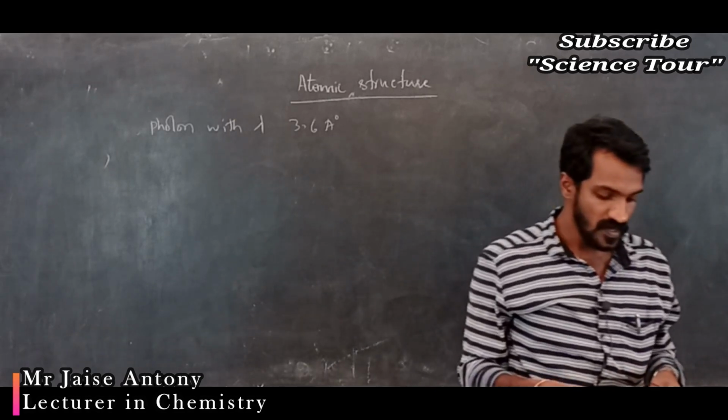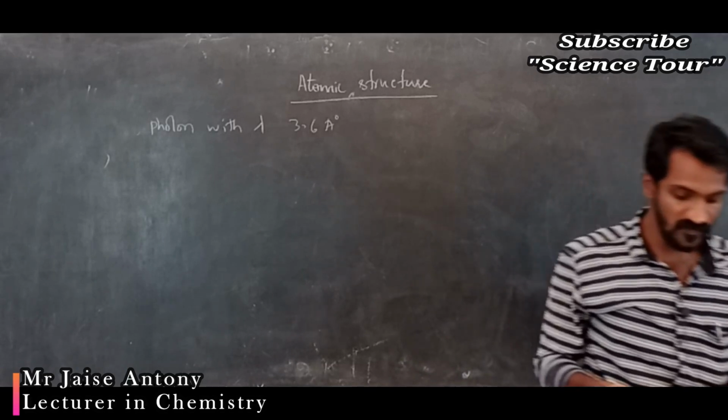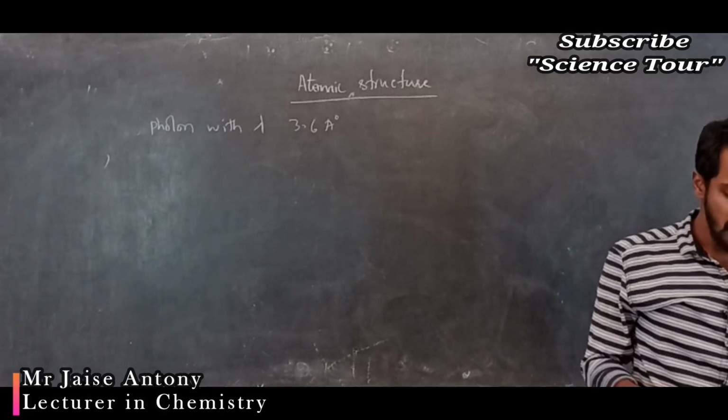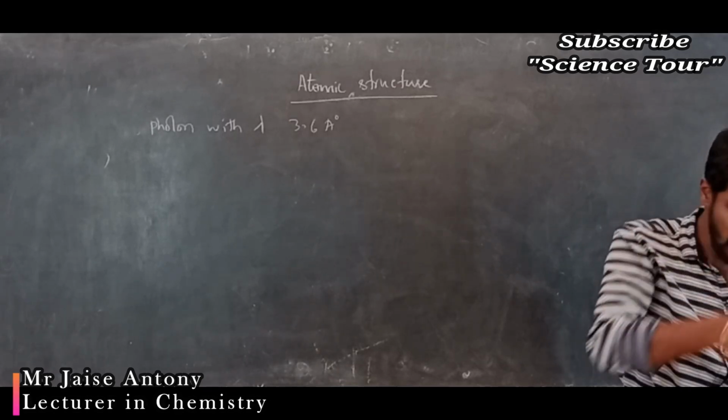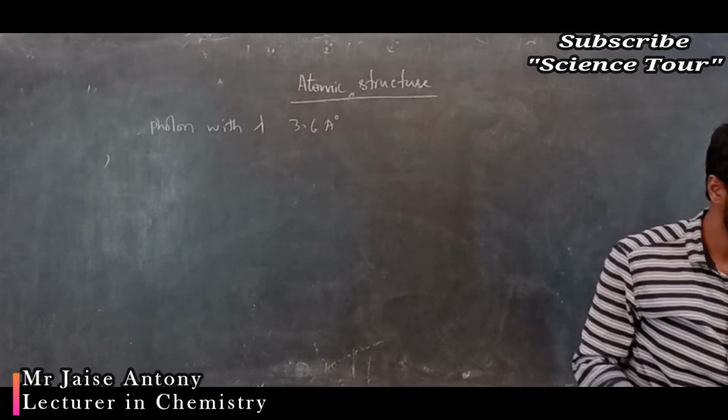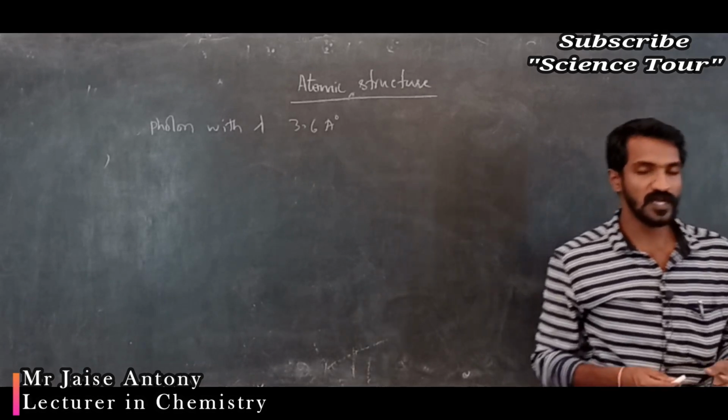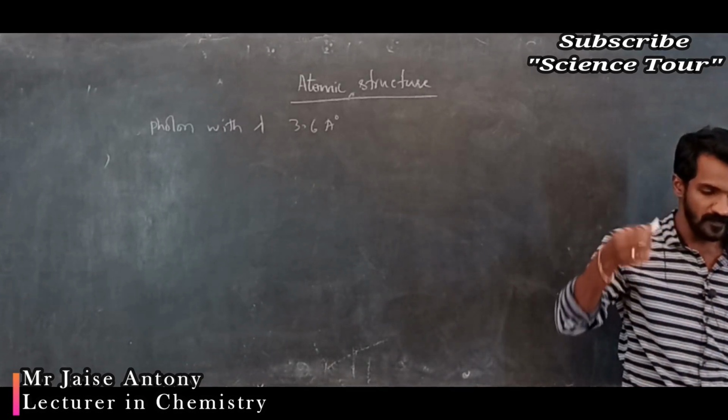They asked how to find the mass of the photon with the wavelength 3.6 Angstrom. That means here you have to find out the mass, my dear students. So which formula are we supposed to use for this particular question? Any idea?